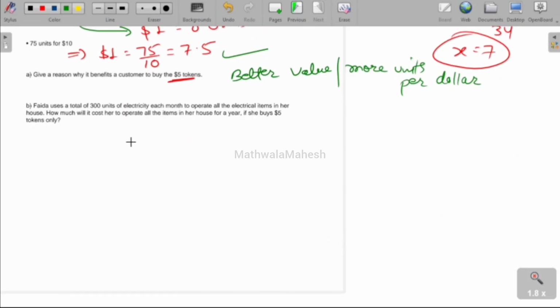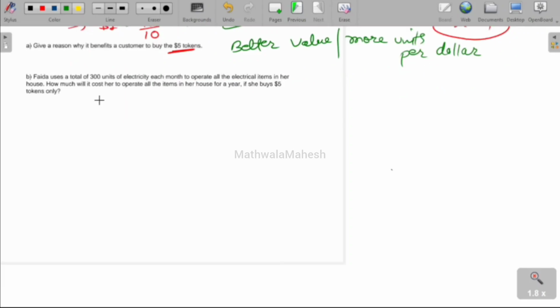Now the next one is: Feather uses a total of 300 units of electricity each month to operate all the electrical items in her house. How much will it cost her to operate all the items in her house for a year if she buys $5 tokens only? So this question, we will do in two steps. Okay. Step 1, we calculate the total units needed for a year.